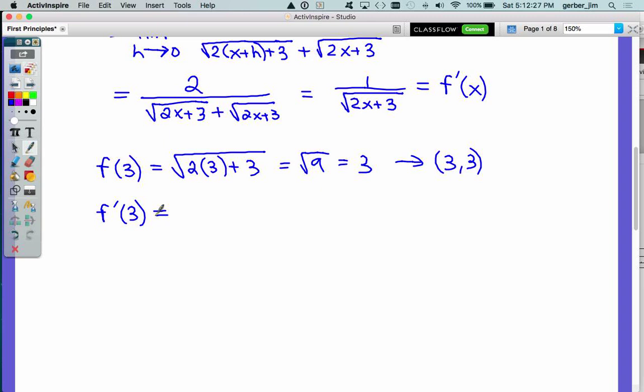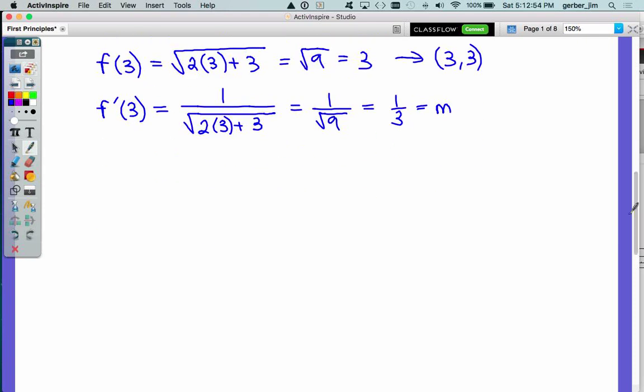F prime at 3, well, f prime at x, we just said, was 1 over the square root of 2x plus 3. So f prime at 3 must be 1 over the square root of 2 times 3 plus 3, which is 1 over the square root of 9, which is 1/3. And so now I have my point and I have my slope. And with those two things, I can very easily write the equation of a line. So the equation of a tangent line must be y minus 3 over x minus 3 equals my slope, which is 1/3. But I have to be careful.